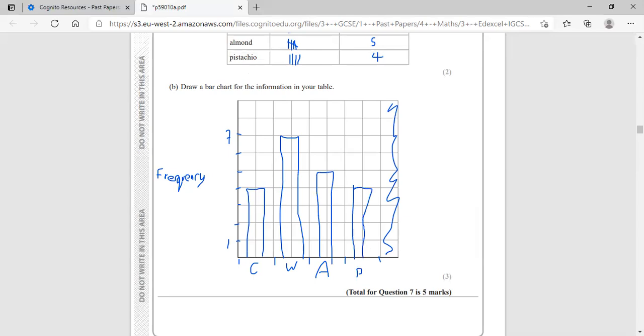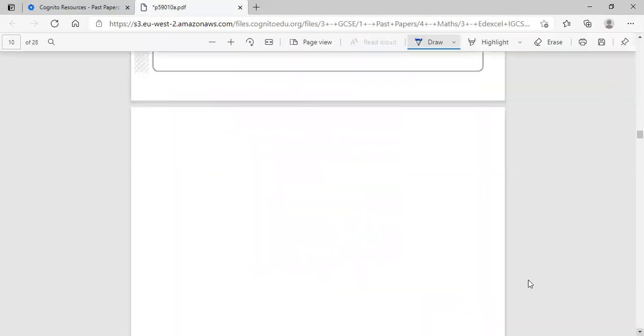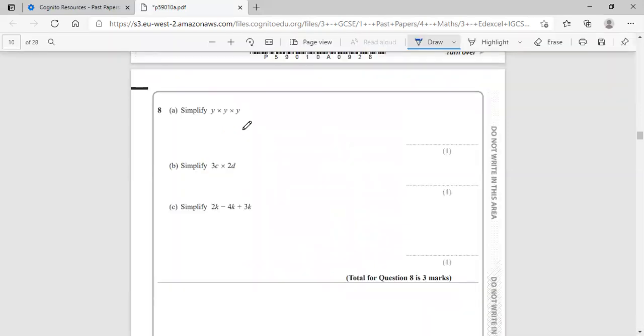Question 8. Simplify y times y times y. So I've done this in a previous video. So y times y times y is just equal to y cubed. If you multiply a letter by itself, think of all of these as y to the power of 1. And when you multiply a power by a power, you just add them together. So that will give you 3, which is quite simple.